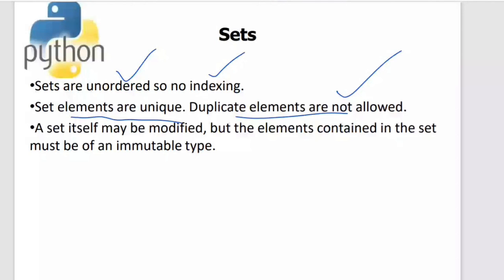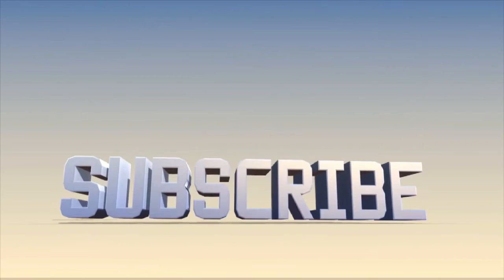What are the immutable data types? The immutable data types are numbers, strings, tuples. So sets can have objects of immutable data types. That's a rule. It cannot have mutable data types as its elements. But as a whole, a set is mutable; you can change the set, like add and delete something from the set. Okay, fine. So this is the end of your sets concept. So what have we seen?